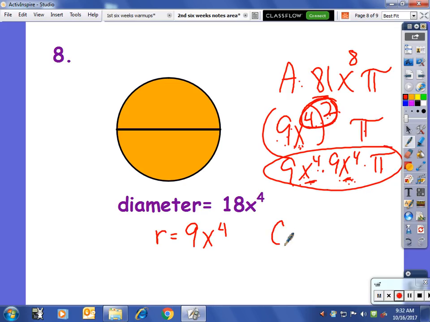Now, circumference. I can't tell you how easy circumference is when you know the diameter, because circumference is just pi times diameter. So just take the diameter and stick a pi on it. So this would be 18x to the fourth pi.